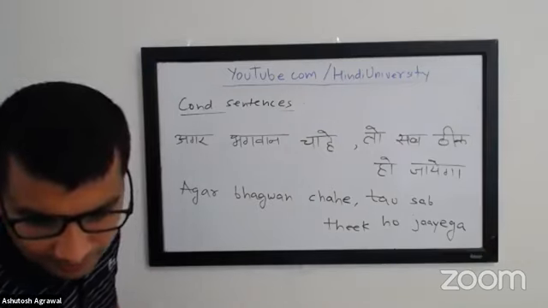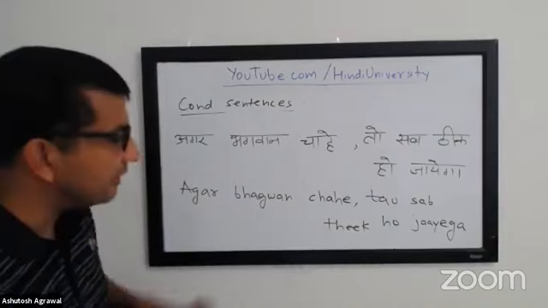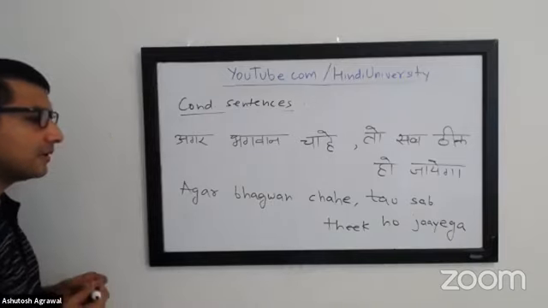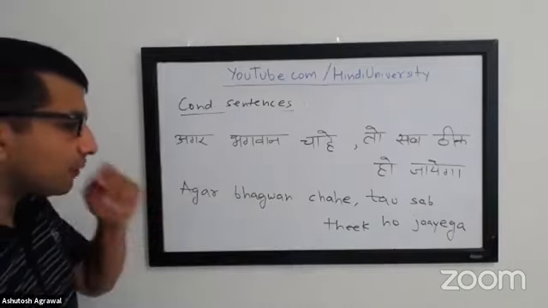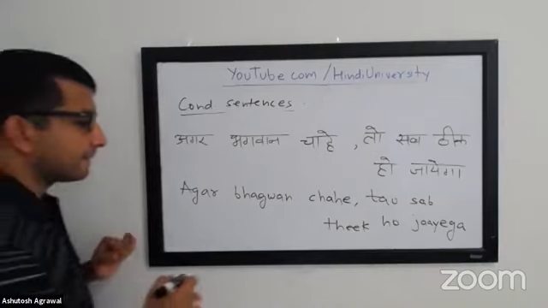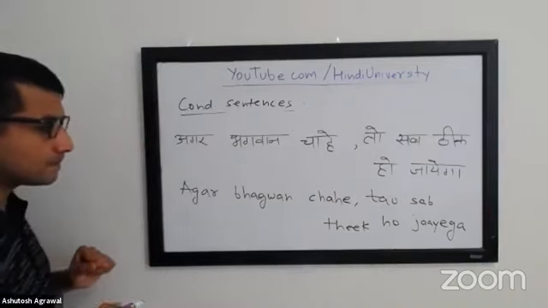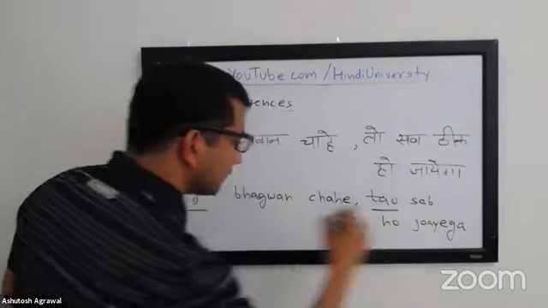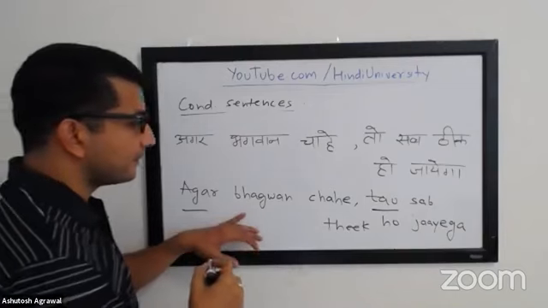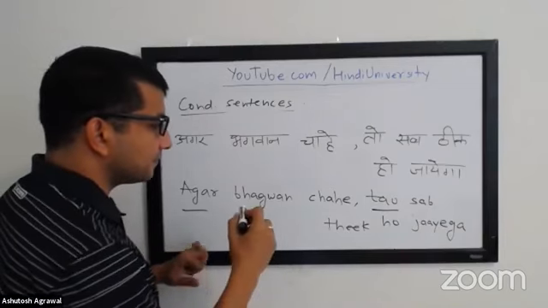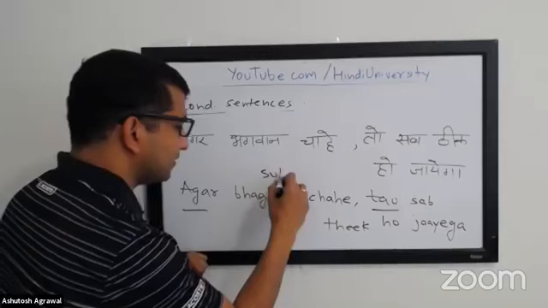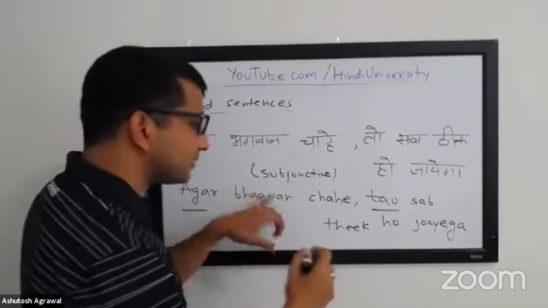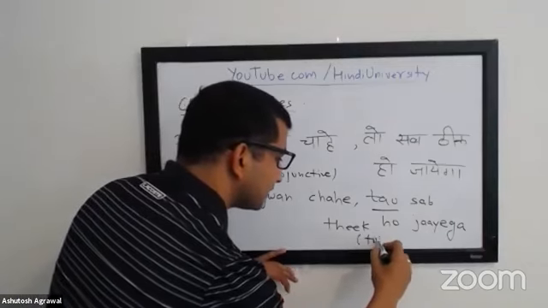Now let's see. Vatsalaji, can you tell us how is this a conditional sentence? And what's the form in the first sentence and what's the form in the second sentence? It's conditional because there is agar and to. Okay, very good. And the first part is subjunctive. And the second part is future. Very good. Great.